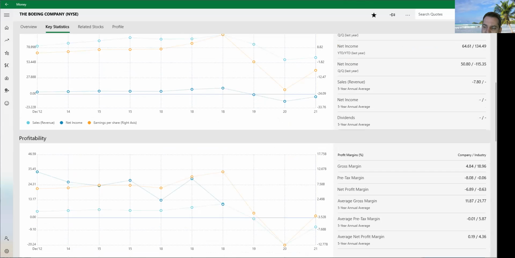But let's go and compare and look at the net profit margin here. And we're at a negative amount. So as you can see, this business has been struggling due to the pandemic. And these numbers are saying it right here. They had a negative net profit margin.